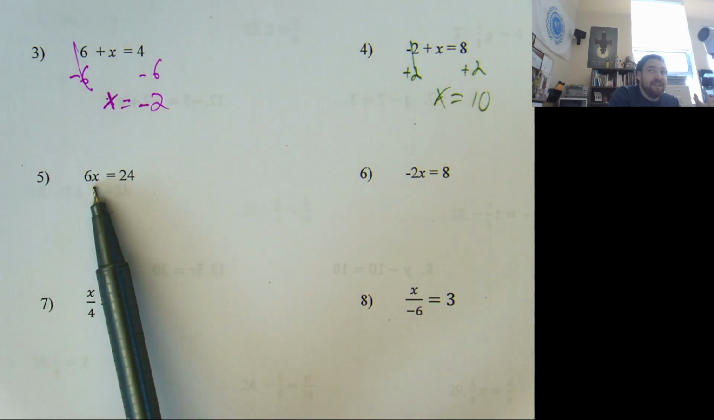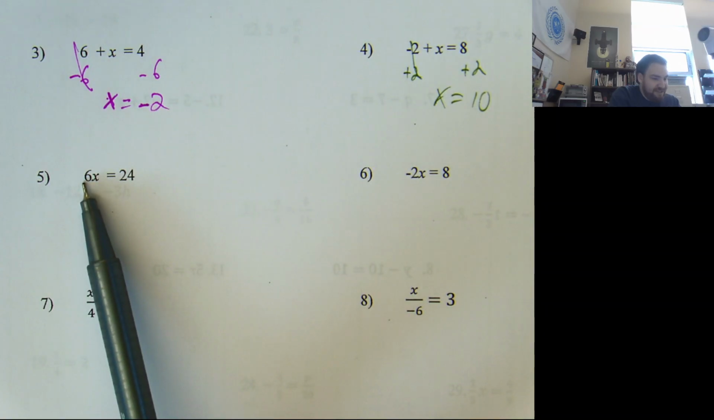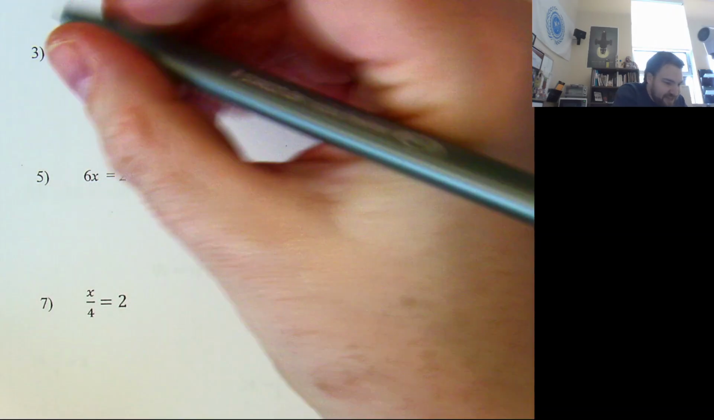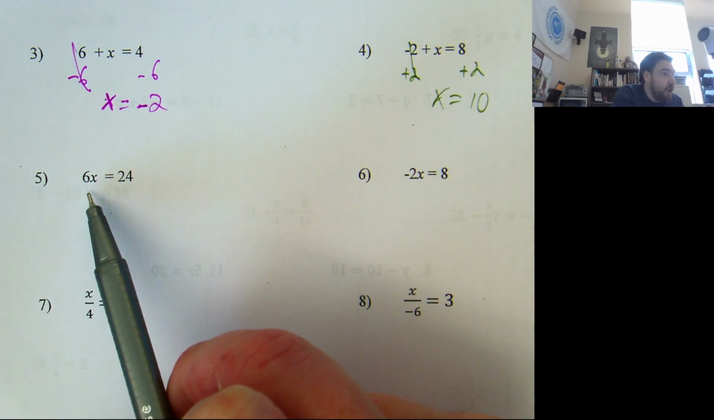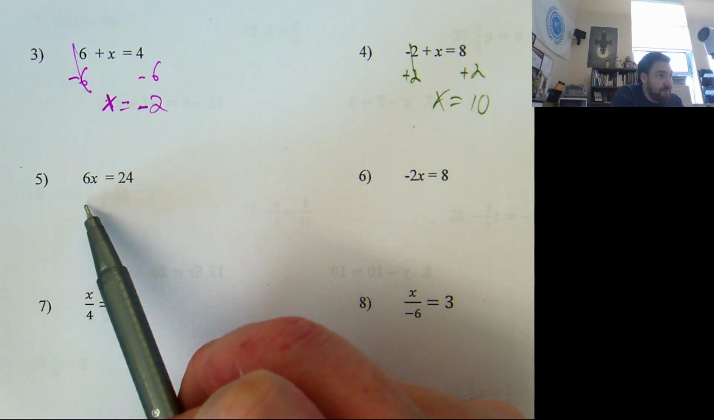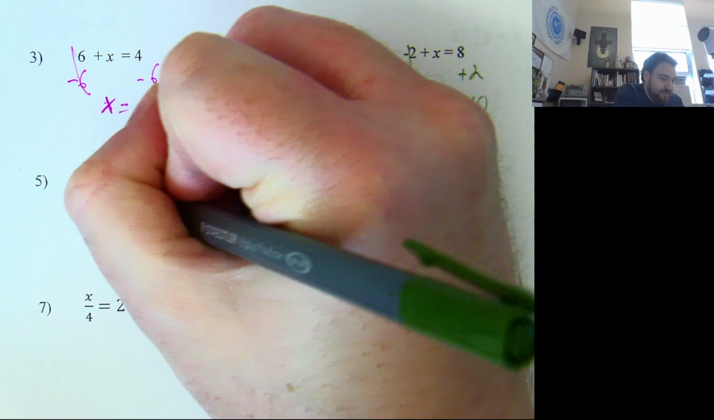Now the next question. I have 6x equals 24. Now, when we have a number, so like you guys were talking in the last chapter, this is a coefficient here. That 6 is a coefficient on the x. A coefficient is attached to a variable through what mathematical operation? Don't guess. Multiplication. This is the same as 6 times x. So to get rid of that 6 to get the x alone, what is the opposite of multiplying by 6? Dividing. So we're going to divide 6 on both sides.